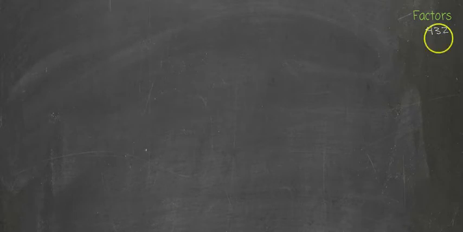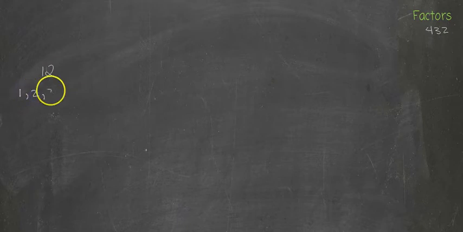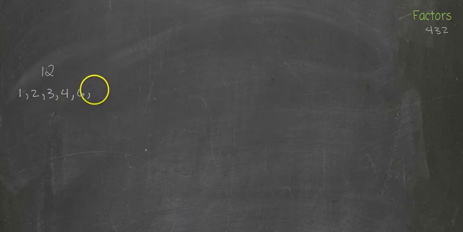So it's hard to do with a big number like that, but with smaller numbers, like for example 12, it's super easy to say, well, let's see. 1 divides 12 because 1 divides everything. 2 divides 12. 3 divides 12. 4, 6, and 12. And you're done.